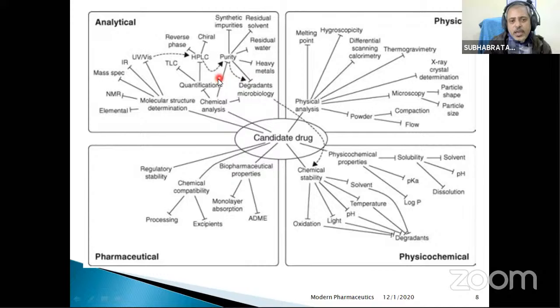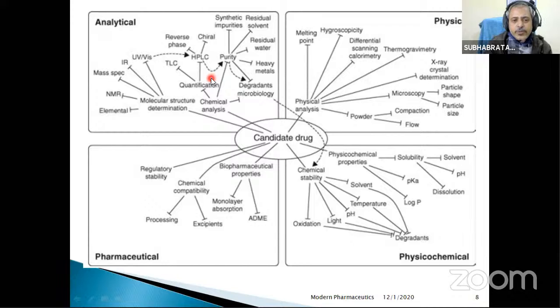purity it is. If you remember, I have also told in the earlier classes that now the synthetic routes are so advanced and the purification process is also quite advanced that we do not now actually give more importance to purity.